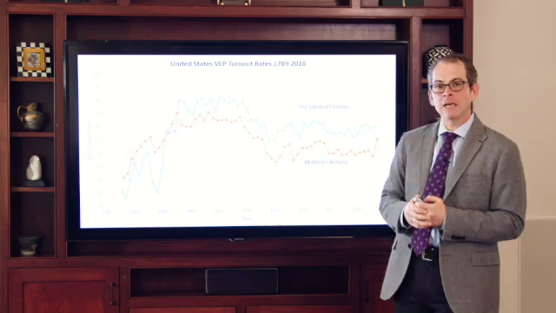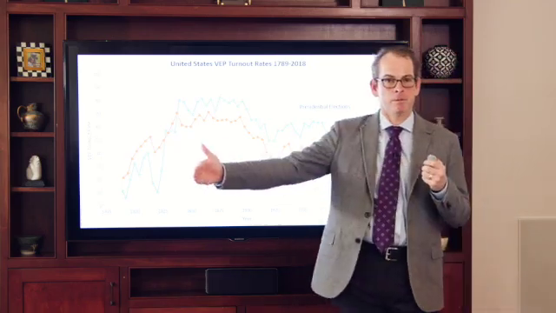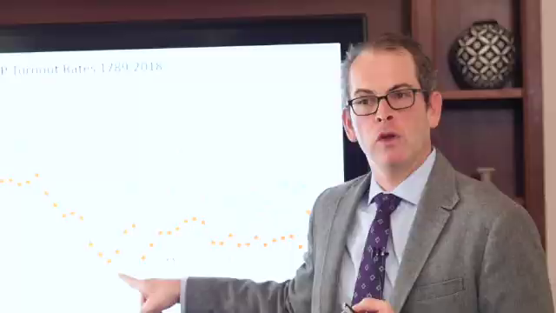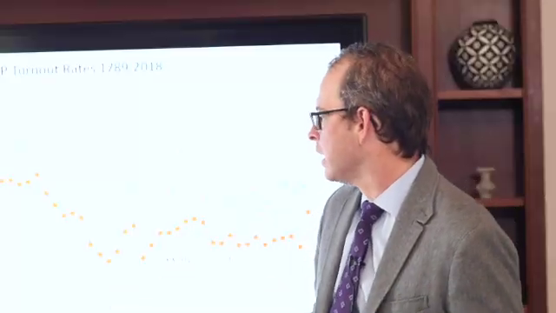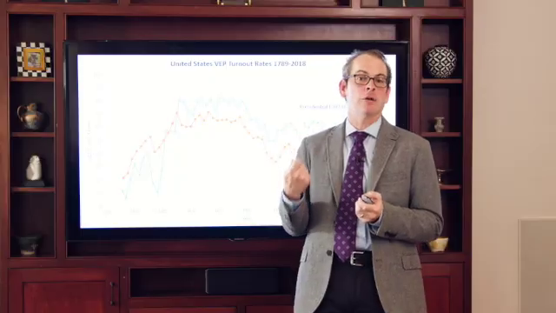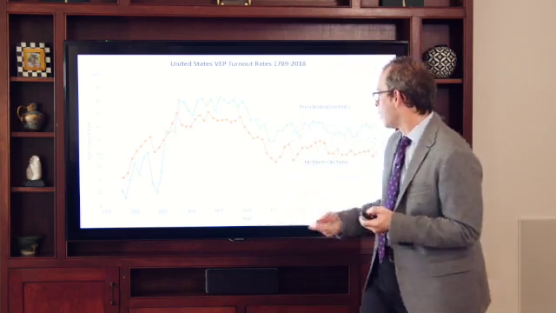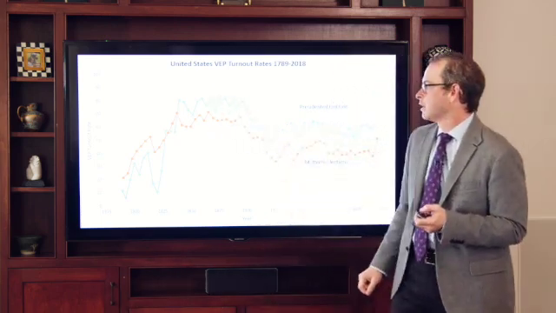So let's start by thinking about turnout over time. This is a graph of the voting eligible public from 1789 to 2018. The blue lines are presidential elections, the red lines are midterm elections. You can see that, not surprisingly, for recent periods, there's more political participation in presidential elections than midterm elections. Moreover, you can see that there are certain trends going on.